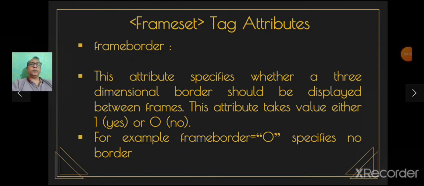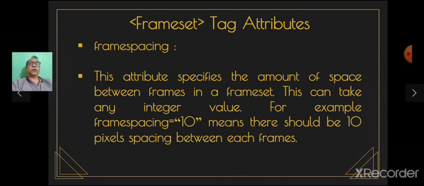The next attribute is frameborder. This attribute specifies whether a three-dimensional border should be displayed between frames. This attribute takes value either 1 or 0. For example, frameborder equal to 0 specifies no border. The next one is framespacing. This attribute specifies the amount of space between frames in a frameset. This can take any integer value. For example, framespacing equal to 10 means there should be 10 pixels spacing between each frame.